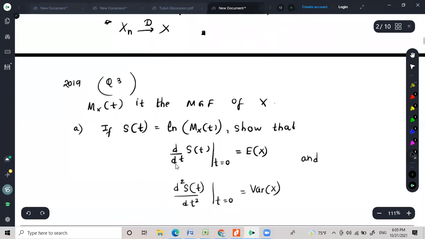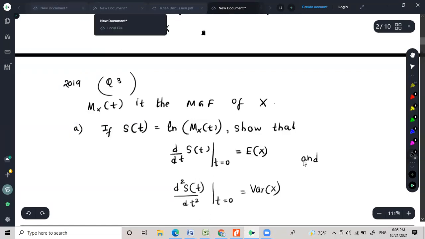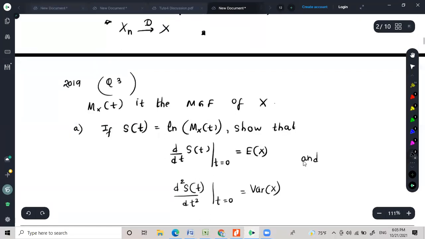Okay, so what do you have to show? You have to show that d/dt S(t). What is S(t)? S(t) is ln M_X(t). Okay, so this X is any random variable. The density function is not specified. It doesn't matter. We are going to just use the properties of the moment generating function in this case. Okay, right. So let's start with the first one. You have to show that the first derivative of S(t) is the mean.